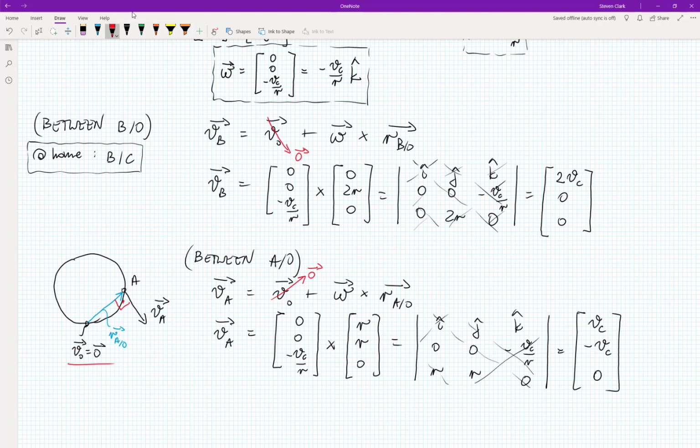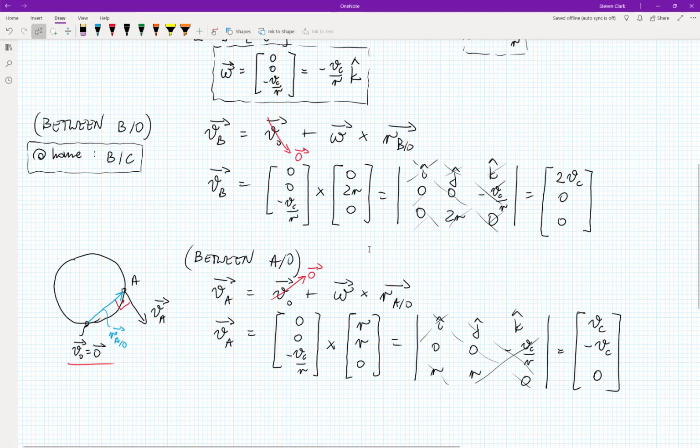That's why this angle is 90 degrees. If the velocity of point O were not 0, that angle would not be 90 degrees, yes? We will talk about the instantaneous center of rotation later this semester, okay? Just a heads up.